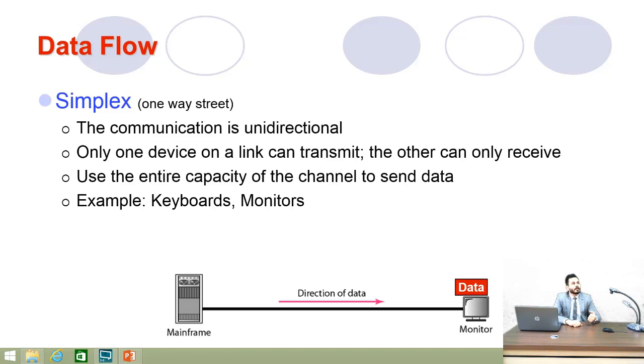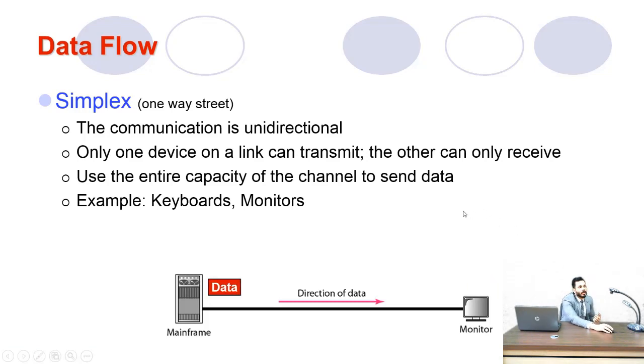The example for that is monitors. The data is sent from the mainframe to the monitor. That system needs a unidirectional system, which means sending information in one direction. The entire capacity of the channel to send data can be used for one direction because you have a unidirectional system, because you have simplex data flow. Understood? After you see this example, you must know this type is simplex data flow.